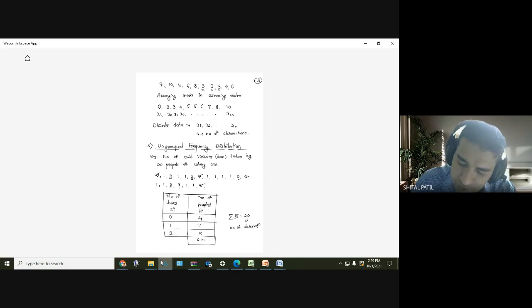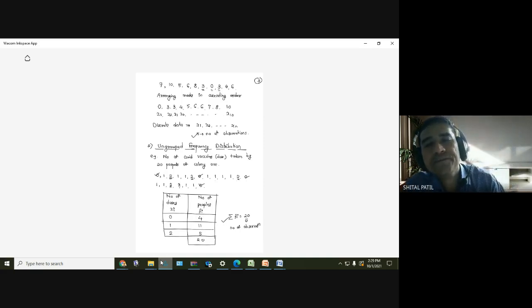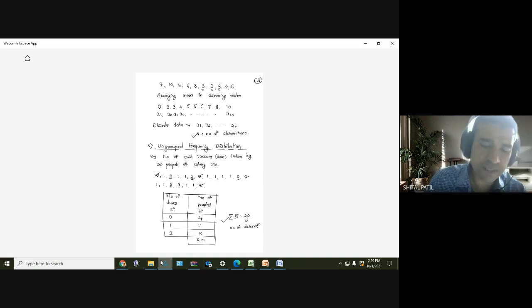So you might have understood the difference here. In case of discrete data, n is the number of observations, whereas in case of frequency distribution, the summation of fi is the number of observations. Hope this is clear. Okay, let me write the third way.